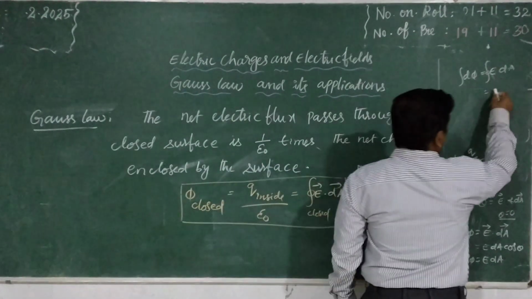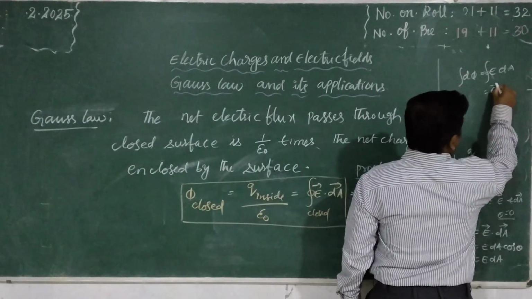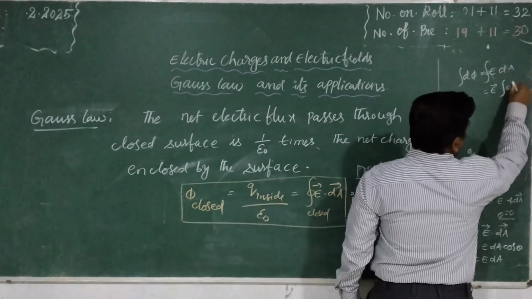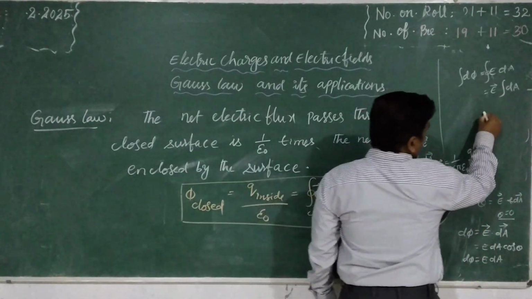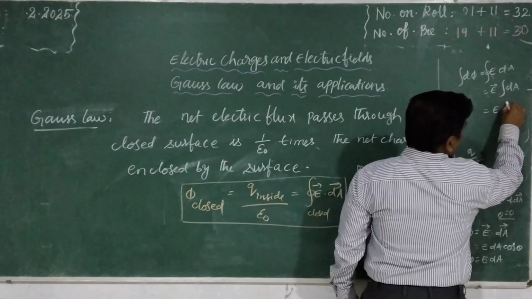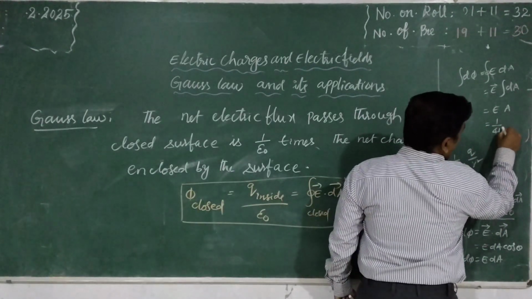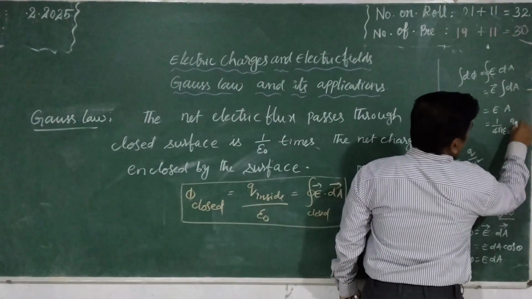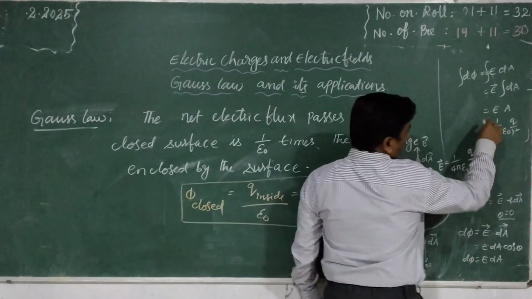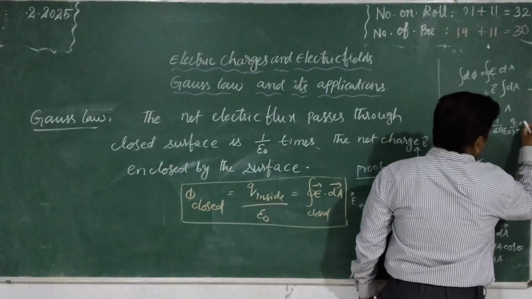Since E is constant, we can take it outside the integral. So E times the integral of dA gives E times A. Here E is 1 by 4 pi epsilon naught q by r square, and A is the area of the surface, which is 4 pi r square.